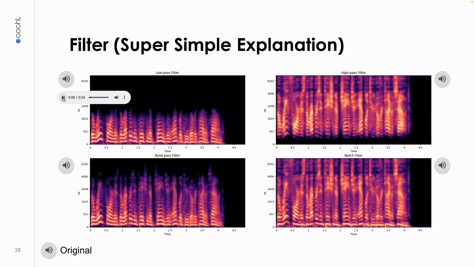When a low-pass filter is applied, you can see that the sound sounds somewhat muffled because only the low-frequency band of the human voice is left.